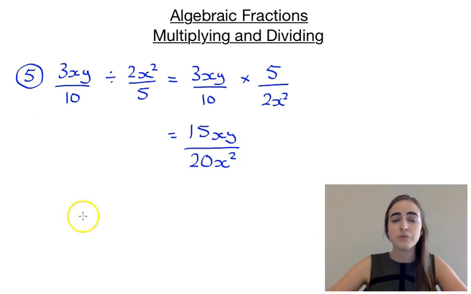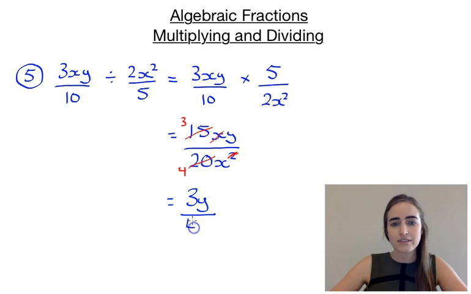Now we need to simplify if we can. If we look at the numbers first, the 15 and the 20, we can divide both of those by 5. So 15 divided by 5 would give us 3, and 20 divided by 5 would give us 4. And then we've also got x's on the top and the bottom, so we can divide both of them by x. So x divided by x would just leave us with 1. x squared divided by x is just going to leave us with that 1x on the bottom, so we can cross out that squared. So that means our final answer is going to be 3y left on the top. And the bottom, we've got a 4x, so 3y over 4x. So those are a few examples of multiplying and dividing algebraic fractions.